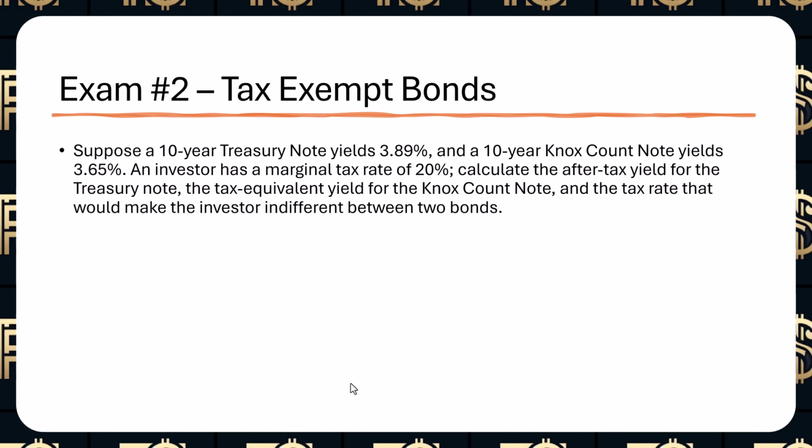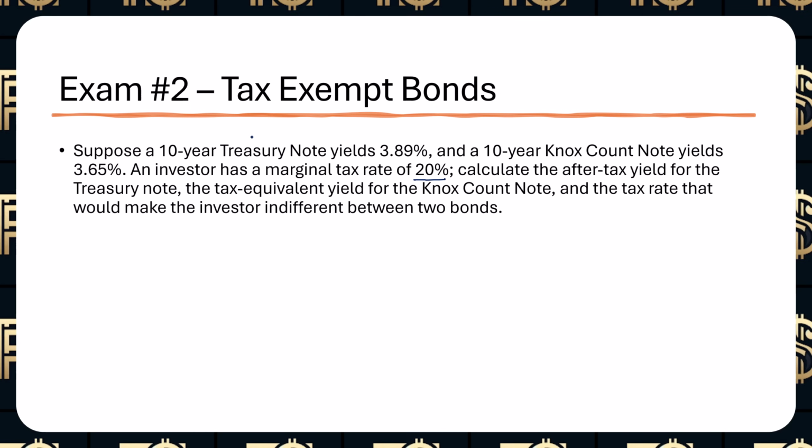Okay, this is the last question in this video, and now we are trying to compare a taxable yield to a non-taxable yield. In this example, it says, suppose a 10-year Treasury note yields 3.89% and a 10-year Knox County note yields 3.65%. An investor has a marginal tax rate of 20%. Calculate the after-tax yield for the Treasury note. Calculate the tax equivalent yield for the Knox County note. And the tax rate that would make the investor indifferent between the two bonds.